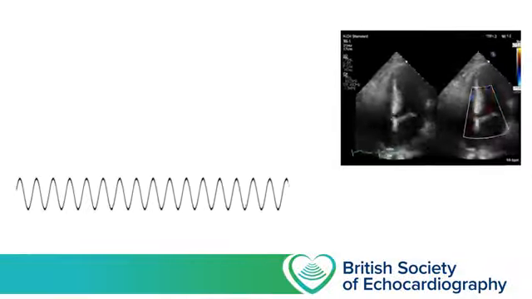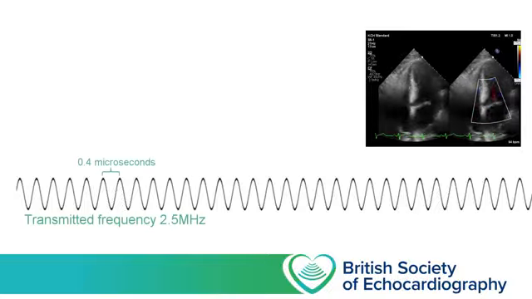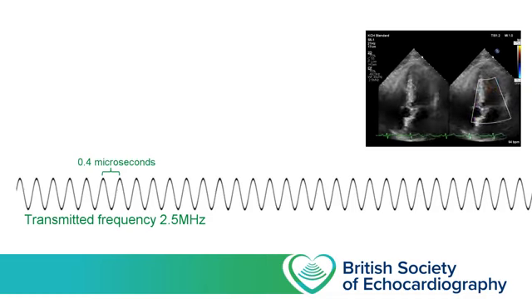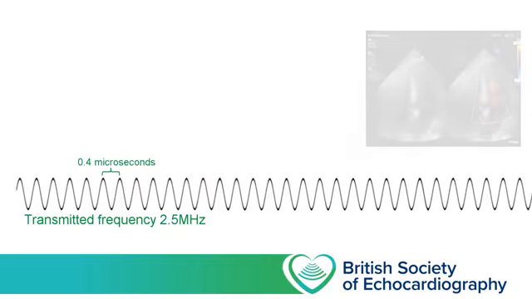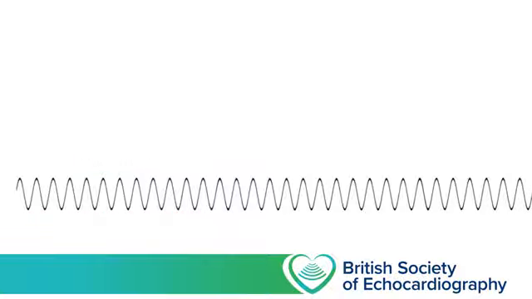What's the significance of these values? Well, let's go back to our transmitted wave, the wave we sent out from our probe. And here you can see it has a frequency of 2.5 MHz, and so it therefore has a period of 0.4 microseconds. So if we wanted to accurately describe a wave of this frequency, building it up from multiple sample points, we'd need to sample it at least 5 million times per second in order to accurately do that.